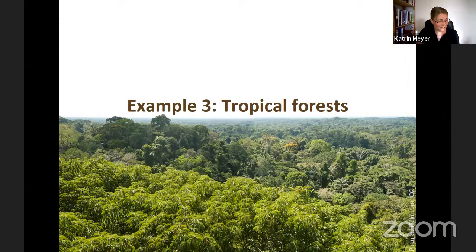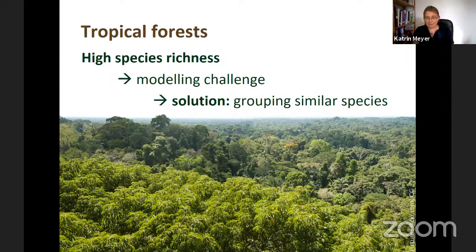Cool. Thank you. So there, especially Azarul and Simon will know the high species richness, and Anna also will know that this is a particular challenge in studying these forests, even if you don't model. And the solution of modelers is to group similar species into groups.